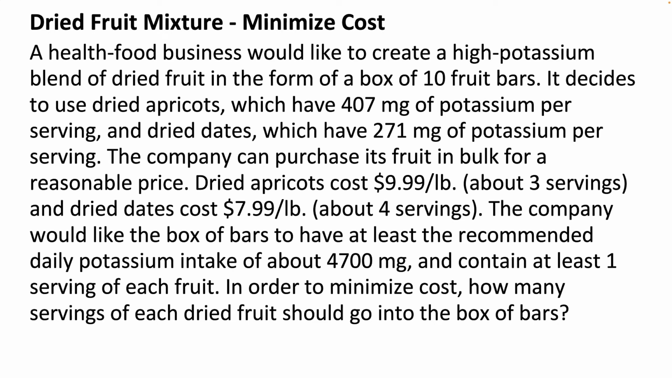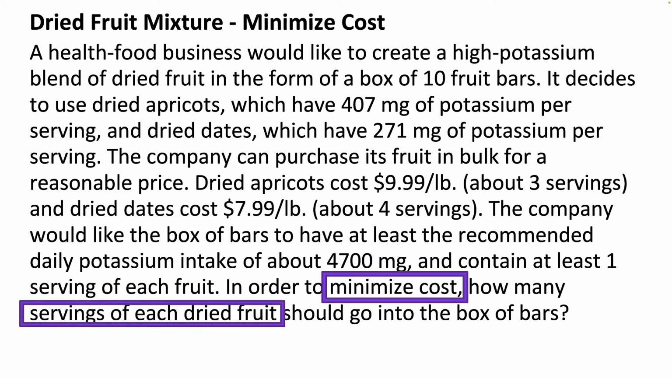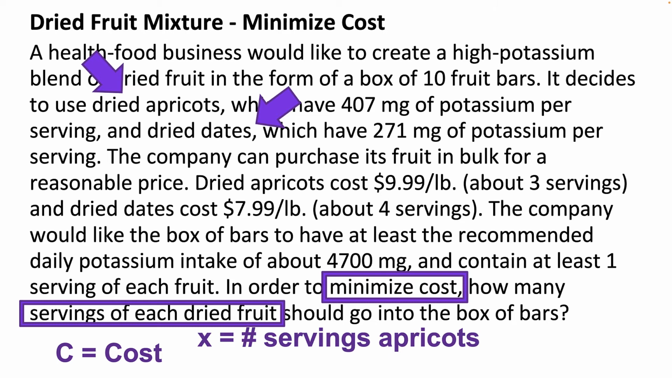In order to minimize costs, how many servings of each dried fruit should go into the box of bars? Looking down in the last sentence, we see that our goal is to minimize cost. In that same sentence, we know that we want to find the number of servings of each dried fruit. This problem says that the bars will be made of dried apricots and dried dates. So we know we want to minimize costs, so let's let C represent the cost of the mixture. Let's let X represent the number of servings of apricots and Y represent the number of servings of dates.